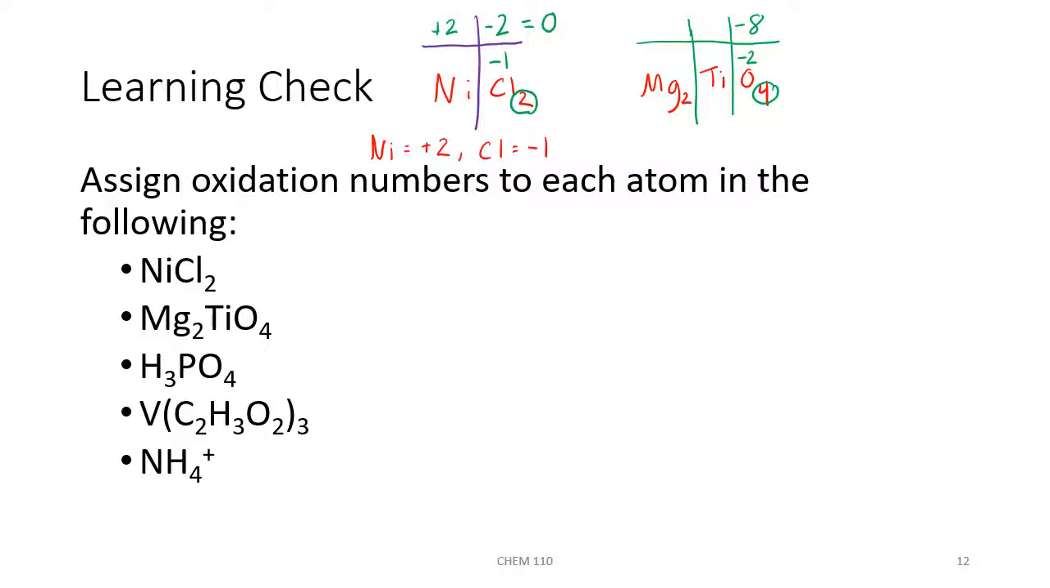Magnesium is going to have a charge of +2 since it's a group 2A metal, and there are 2 of them in this compound, so the total of the magnesiums is +4. The sum of all the oxidation numbers must add to 0 since this is another neutral species. Therefore, the titanium must have an oxidation number of +4 in this compound. So we have magnesium with an oxidation number of +2, titanium with an oxidation number of +4, oxygen with an oxidation number of -2.